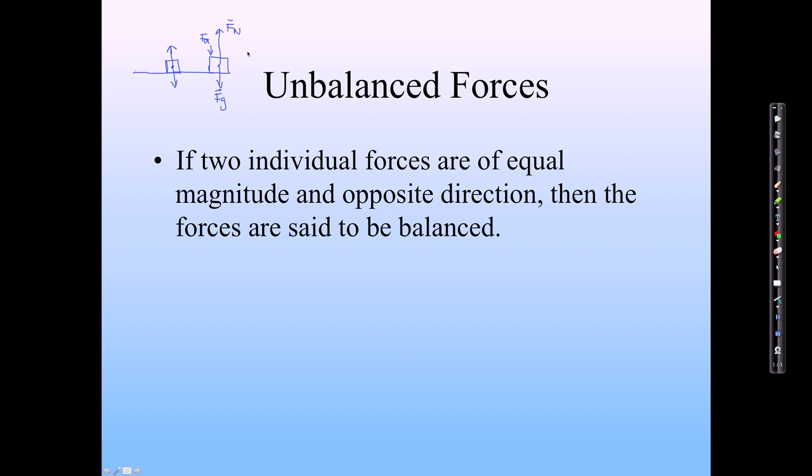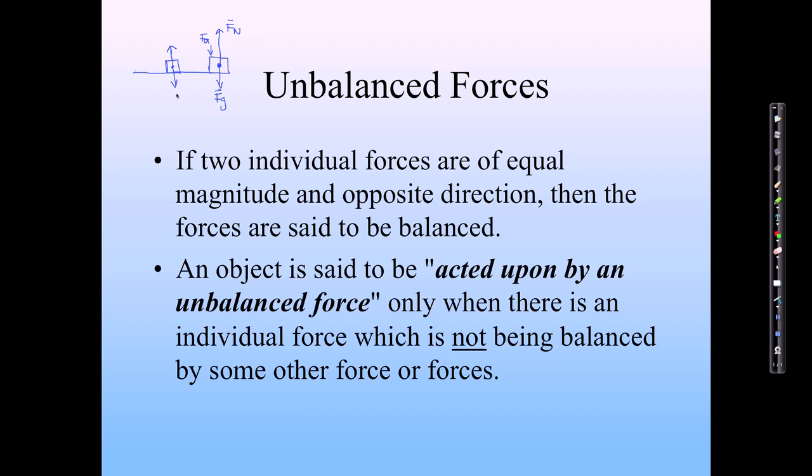In this case, Fn, pointing up, balances these two forces, Fa and Fg, which both push the box downward. Now, that's not always the case. Sometimes an object can be said to be acted upon by an unbalanced force, which is to say that there's no force to cancel out the first one.